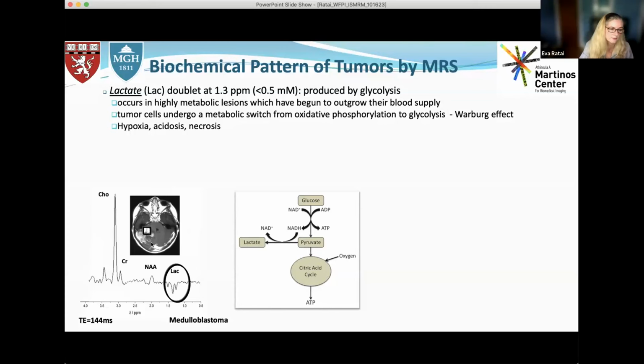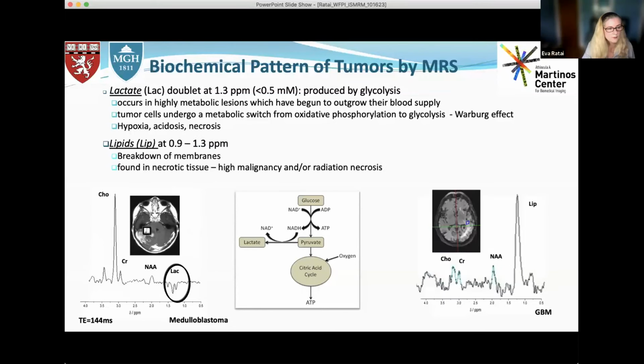So here's an example of a child with medulloblastoma. You see super high choline, creatine and NAA very diminished, and you also see lactate inverted at 144 milliseconds. And another one indicates breakdown of membranes, which you have sometimes in the core of very malignant tumors, but also after radiation necrosis.